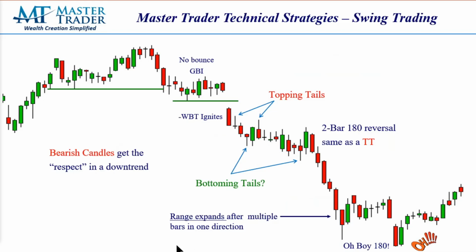Another example, bearish candles get the respect in a downtrend. Right? Look for that to continue when you see those bearish candles. Bottoming tails should have little to no follow through. 2-bar reversal, right? We call that a 180. It's the same as a topping tail bar.